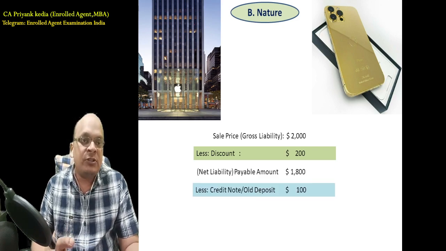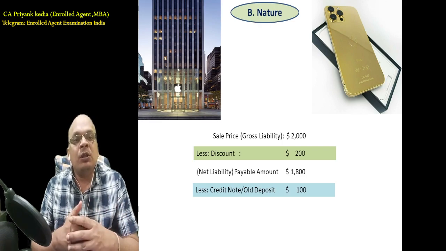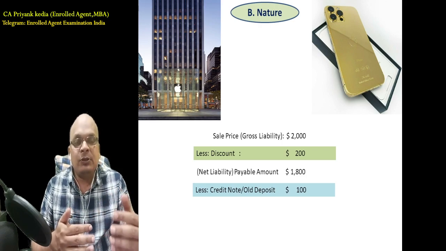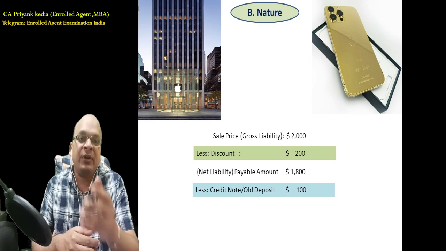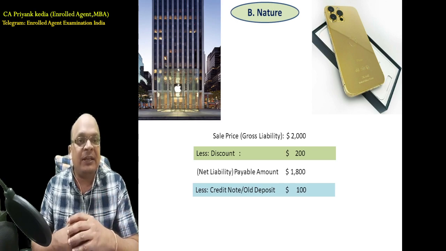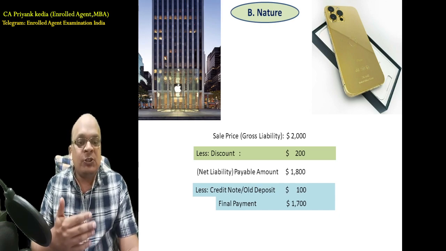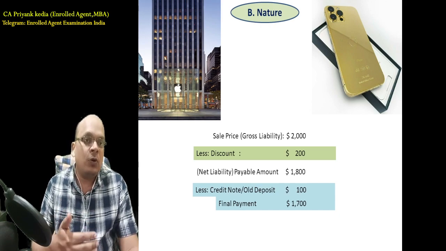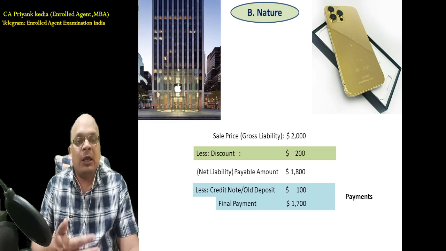Now, there can be a situation where you have a deposit or a past advance with the store already because you are an old customer, or you have a credit note from the store of $100. Again, you are not making any actual payment right now. But because this $100 was paid to the Apple Store previously due to some old transactions, this $100 will also reduce your net liability of $1,800. And then finally you make the final payment of $1,700. These two items, the reduction by credit note, advance or old deposit, and the new payment, will be called payments. And because of these payments, your final liability will come down to zero.